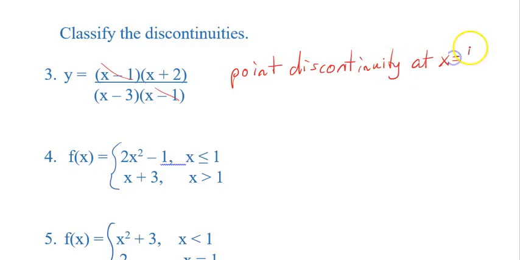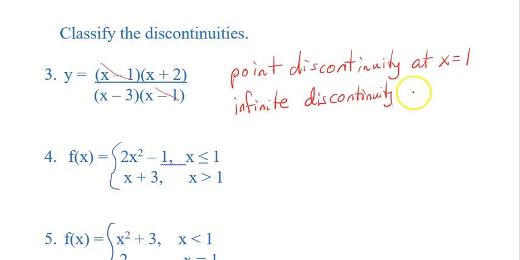Point discontinuity at x equals 1. The other discontinuity that I have has to do with this x minus 3, because if you remember, a 0 on the bottom that isn't already a hole is going to give you a vertical asymptote. So what would make this piece be 0? And that would be a positive 3, because 3 minus 3 would be 0. So we're going to have a vertical asymptote at positive 3. So in the continuity language, that would be called an infinite discontinuity at x equals 3.